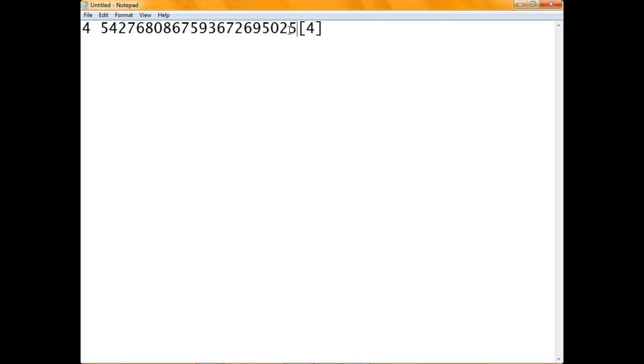And it wouldn't matter for the rest, because 100 is divisible by 4. So if 100 is divisible by 4, then 1,000 is divisible by 4, and 10,000, and 100,000, 1,000,000, and so on and so on. So that's a quick way for 4.